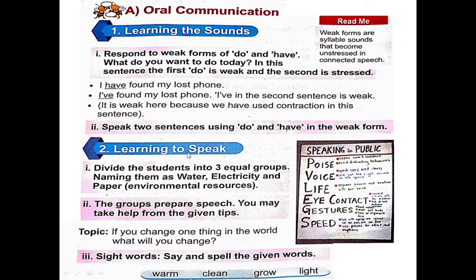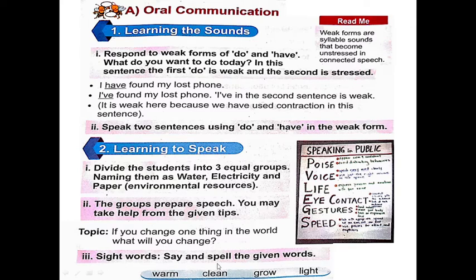Learning to speak. Divide the students into three equal groups, naming them as water, electricity, and paper environment resources. The groups prepare speech. You may take help from the given tips. Topic: if you change one thing in the world, what will you change?